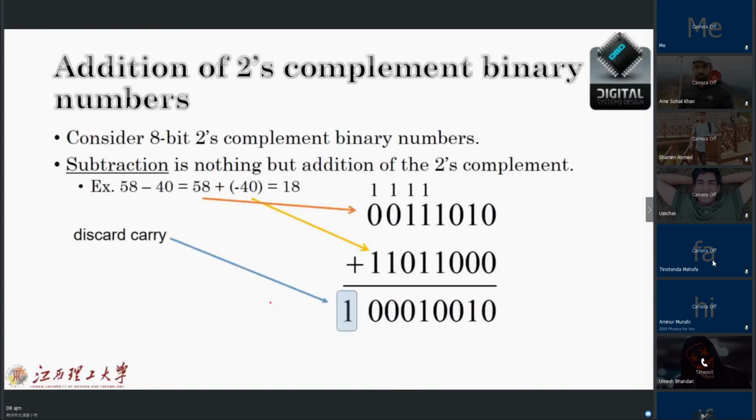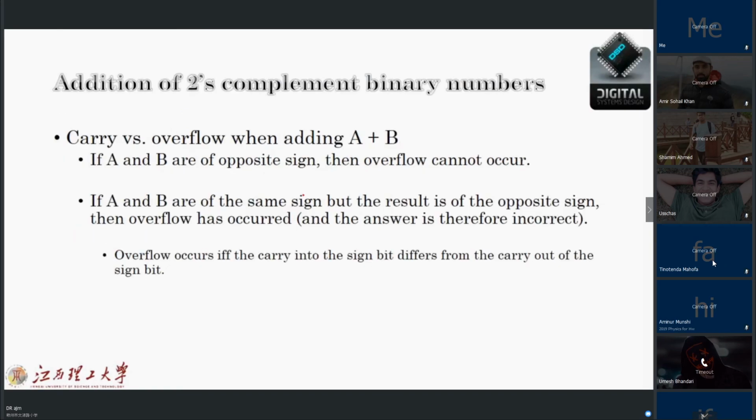Suppose I elaborate more here. 58 I show here, and minus 40 I show here. Then if you do the addition, the minus is specified by the first digit that I put here. This one shows me the negative number. And you will see that the addition of these two numbers becomes 18. Okay.